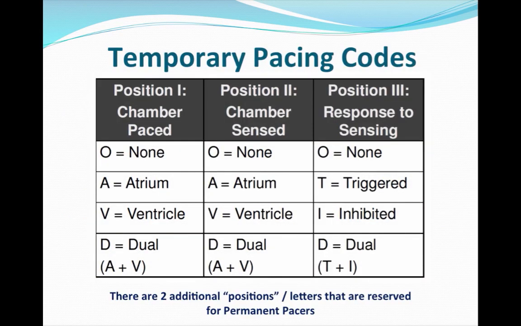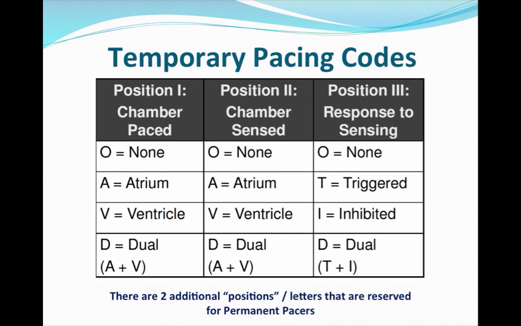So we have different modes for pacing. There's 3 different letters that we have on our pacemaker. The first letter corresponds to the chamber being paced. So O would mean that there's no chamber being paced, A for atrium, V for ventricle, D for dual, both the atria and the ventricle. Position 2 is going to be the chamber that is sensed. So is it the atria, is it the ventricle, or is it both or none? And then the third letter corresponds to the response. So what is the pacer going to do?